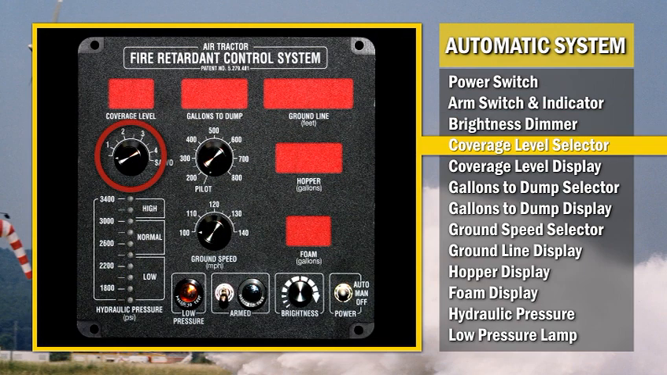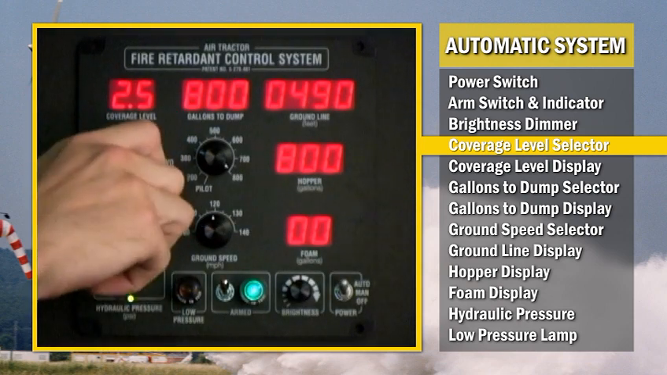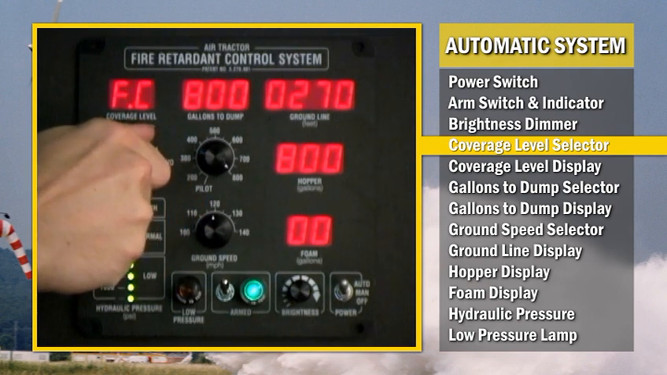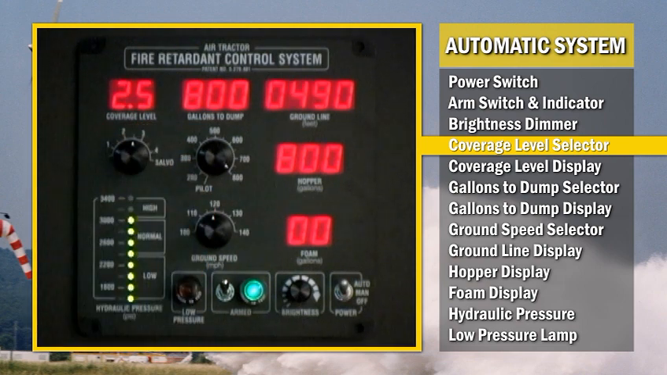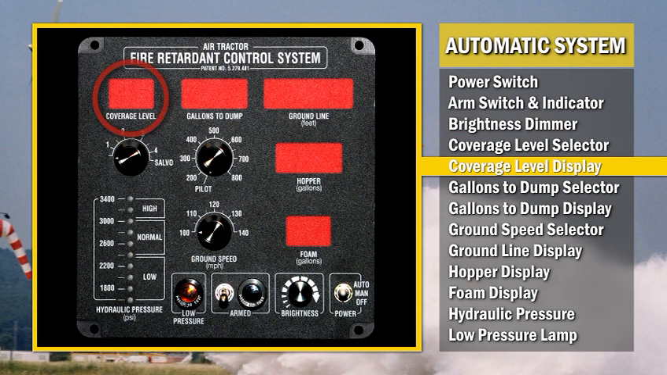The coverage level selector controls the flow rate of the retardant. The coverage numbers represent the number of gallons per 100 square feet contained in the pattern on the ground. For example, a coverage level of 2.0 results in approximately 2 gallons of retardant dispensed on a 10 by 10 area on the ground. Switching to salvo will cause the system to deliver the highest possible flow rate, thus delivering retardant as quickly as possible. The coverage level display indicates the coverage selected by the coverage level selector switch.